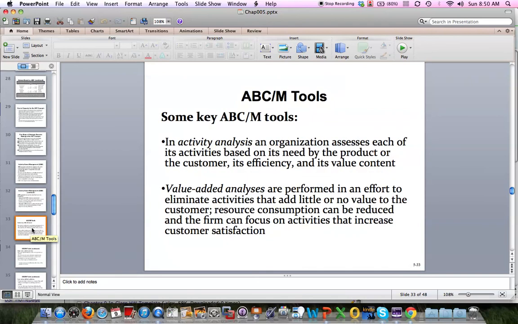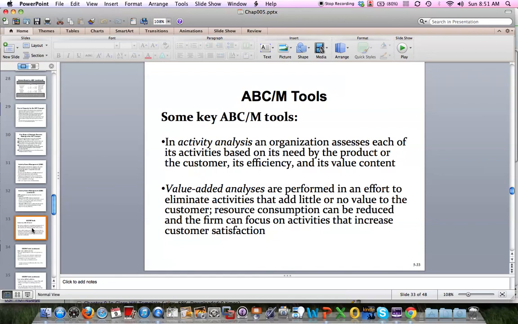Some key things to have when it comes to ABC, ABM, the tools that they say, is we want to look at activity analysis, and that's on the bottom of page 143, also a little bit on page 144. An organization assesses each of its activities based on its need by the product or customer, its efficiency, and its value content.